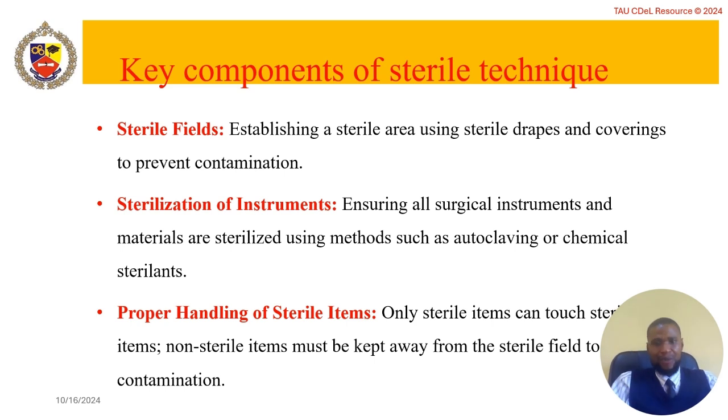Now, sterilization of instruments. You have to ensure that all surgical instruments undergo sterilization. There are different types of sterilization means: you can autoclave them, or use a chemical sterilant. Also, proper handling of sterile items is very important. If you just sterilized an instrument and you now handle it in an unsterile manner, note it, you have rendered that instrument unsterile. You should be very cognizant of that.